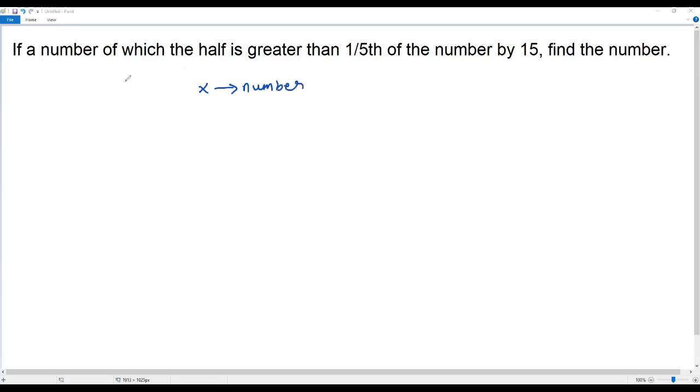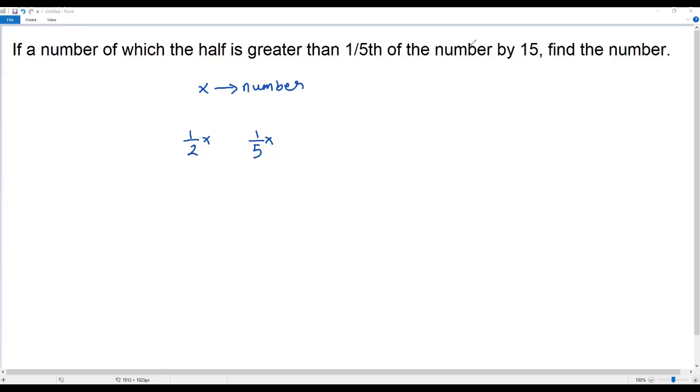So, a number of which the half. What is half of this number? Just 1/2 of x. This half of the number is greater than 1/5 of the same number, that is 1/5 of x. So 1/2 of x represents half of the number, and 1/5 of x is 1/5 of the number. Which one is greater? Half of the number is greater than 1/5 of the number by 15.